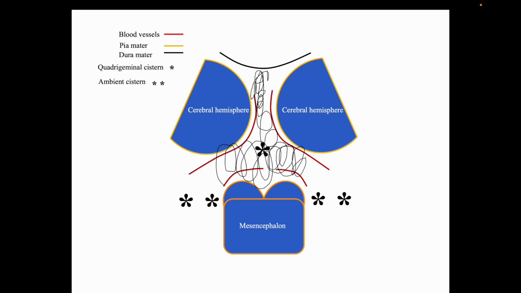This drawing represents where the quadrigeminal cistern is located. So it will be on top of the tectum mesencephali and in between the cerebral hemispheres. You see that it is full of strands of the subarachnoid space, fibers inside, which is where the asterisk is located. And on both sides of the mesencephalon, there are the ambient cisterns.